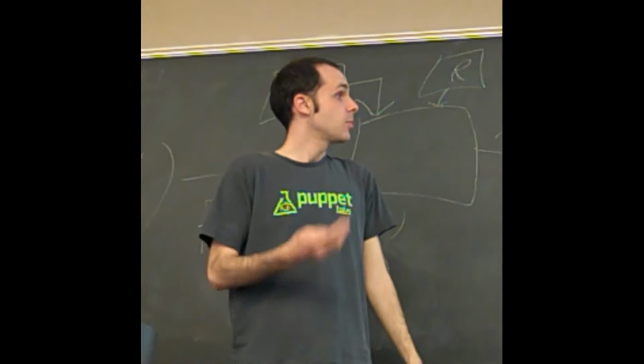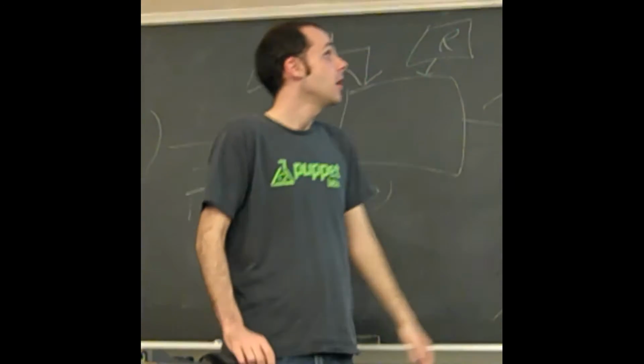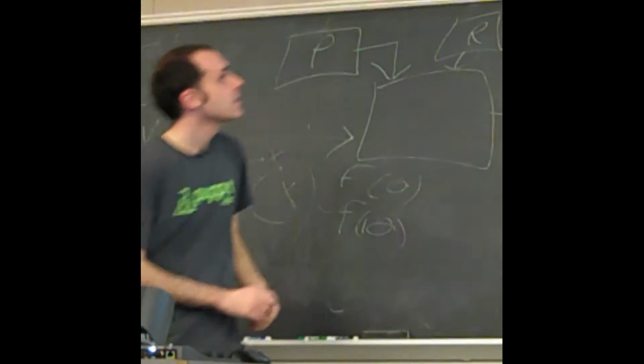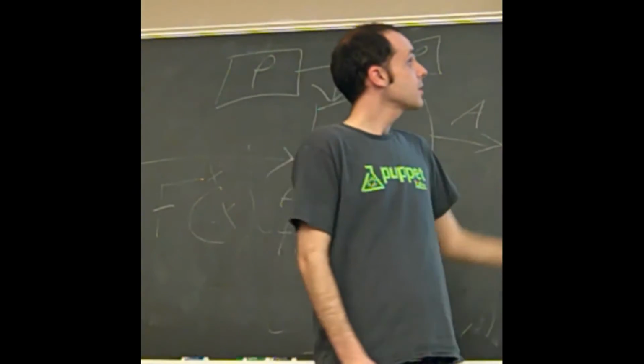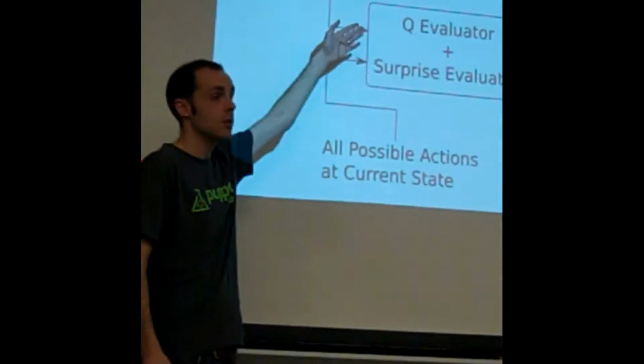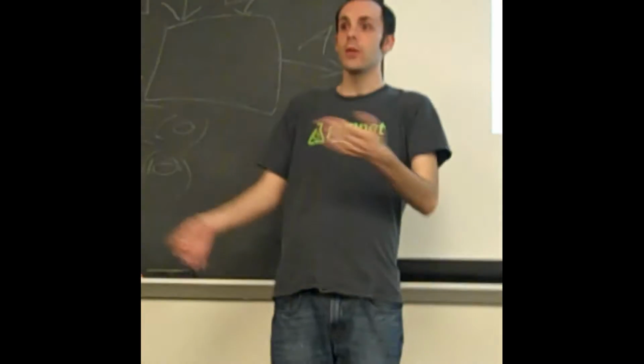I am not a super AI professor, but this is my crack at it. Oops. I'm not quite there yet. So, this agent is pretty much what we discussed. It has the Q evaluator, or it calculates that Q function. It has the surprise function, which has that whole, how interesting is this area going to be?